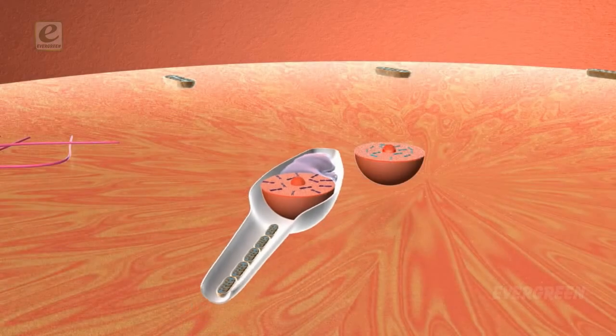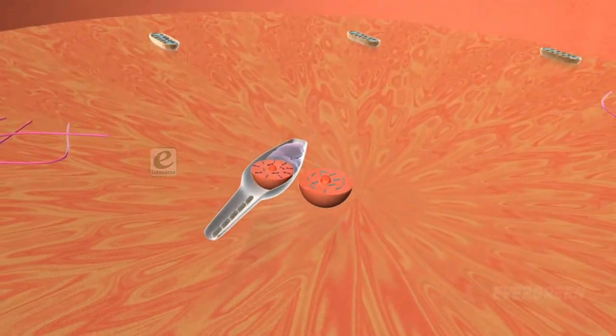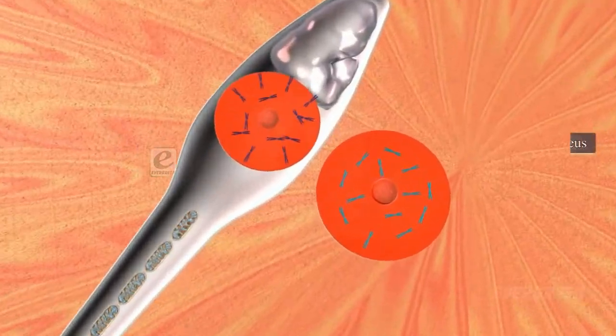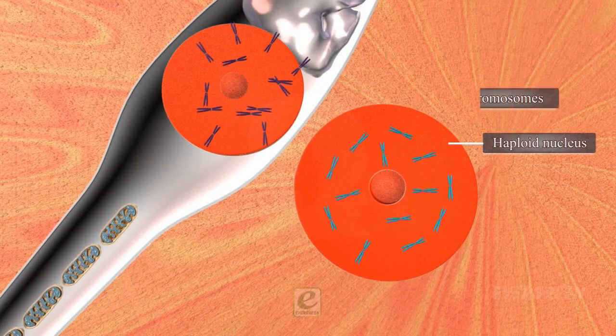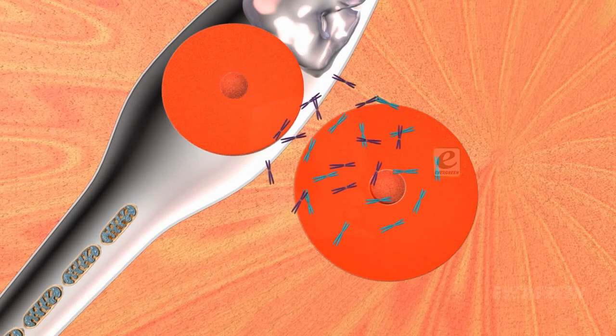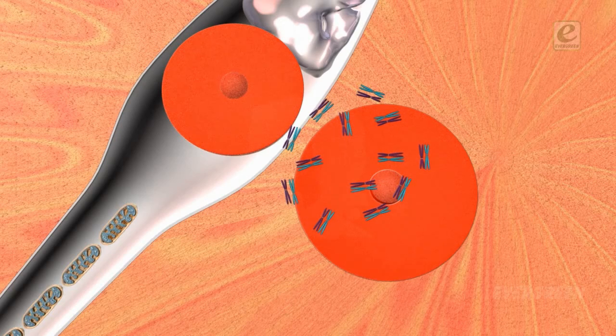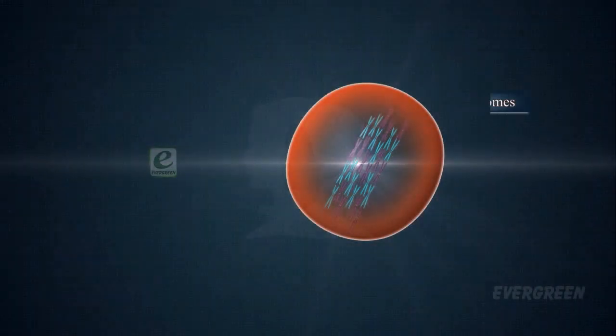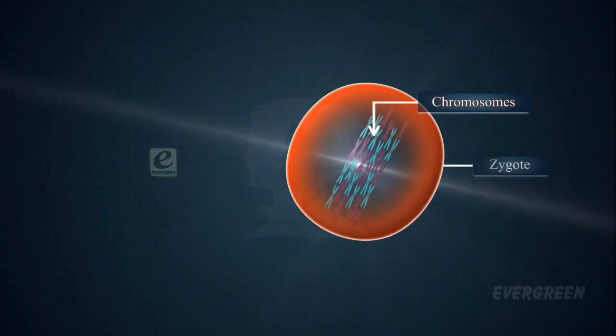After the entry of the sperm into the ovum, the sperm moves towards the haploid nucleus of the egg, that is 22 plus X chromosomes. Finally, the haploid nucleus of the sperm and the ovum fuse with each other, intermingling the chromosomes. The fusion of male and female pronuclei, that is haploid nuclei, is called amphimixis. It restores the diploid number of chromosomes in the zygote.